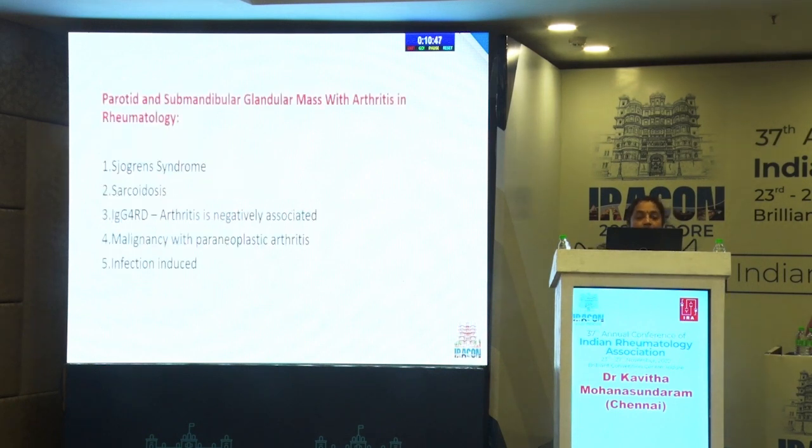With parotid and submandibular gland swelling with arthritis, in rheumatology we generally think of Sjogren's, sarcoid, and IgG4-related disease also, but of course dominant arthritis as a presentation usually rules out IgG4-related disease. It could also still be a malignancy with a paraneoplastic arthritis, and some infections like HBV and HCV can also be a cause. But in this case, Sjogren's syndrome is a confirmed diagnosis, as we have done a biopsy and anti-SSA is positive.